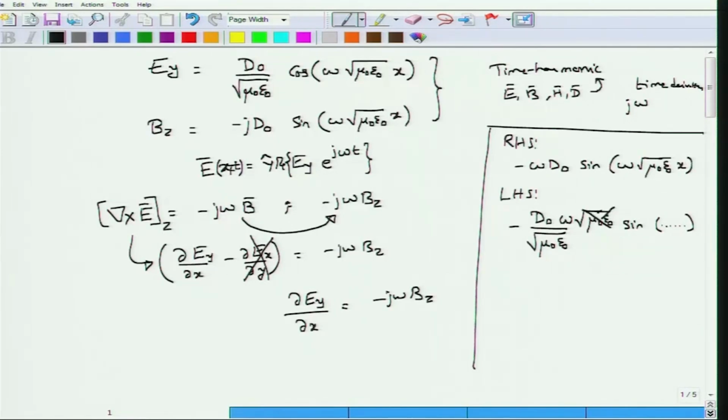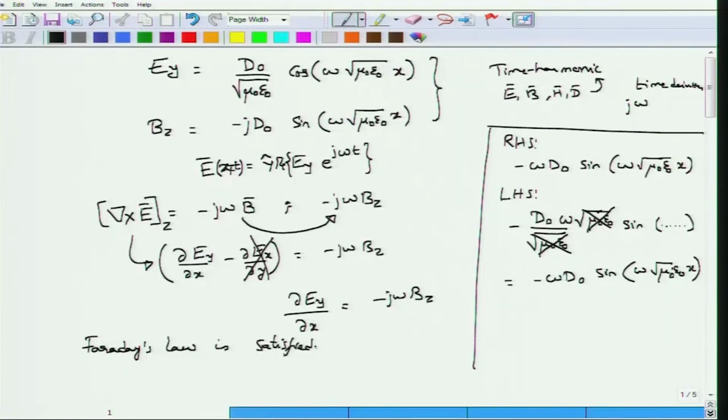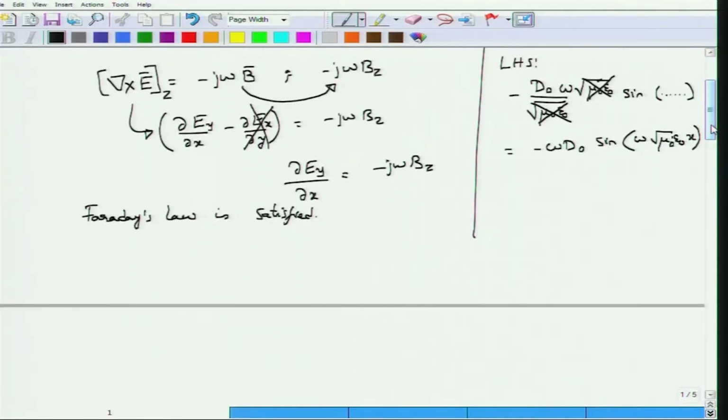Clearly square root mu 0 epsilon 0 on numerator and denominator will cancel, leaving behind minus omega d0 sine of omega square root mu 0 epsilon 0 x. This is precisely what is equal to the right hand side. So Faraday's law is satisfied. We come to the conclusion that since left hand side and right hand side are equal, Faraday's law is satisfied. So at least out of 4 equations we have satisfied one equation.